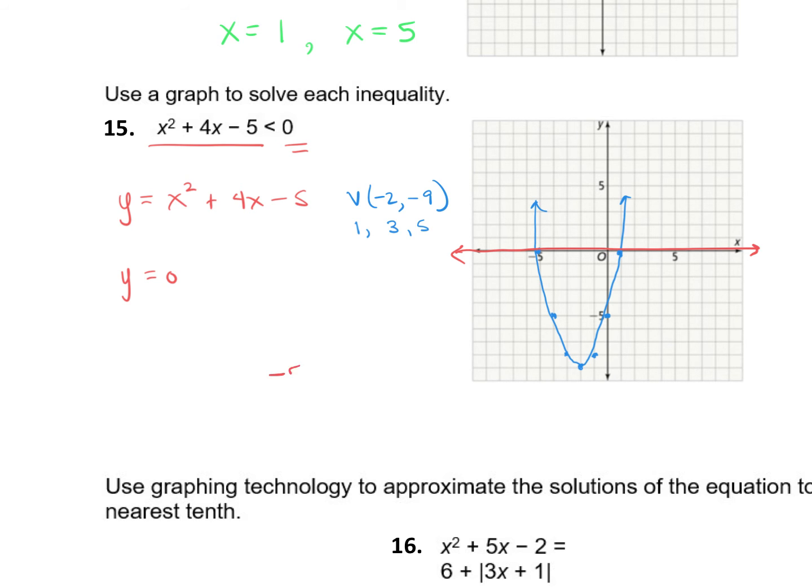So from -5 is less than x is less than 1. Here's from -5 to 1. Our function between these two values is below that y equals 0 line. So this is an answer to solving that inequality.